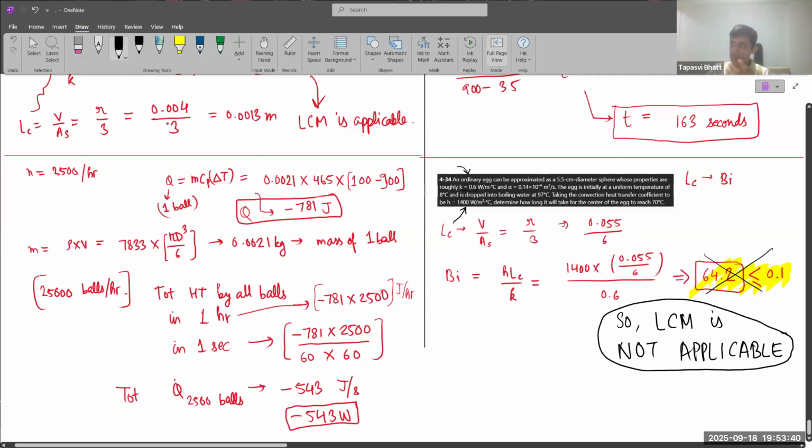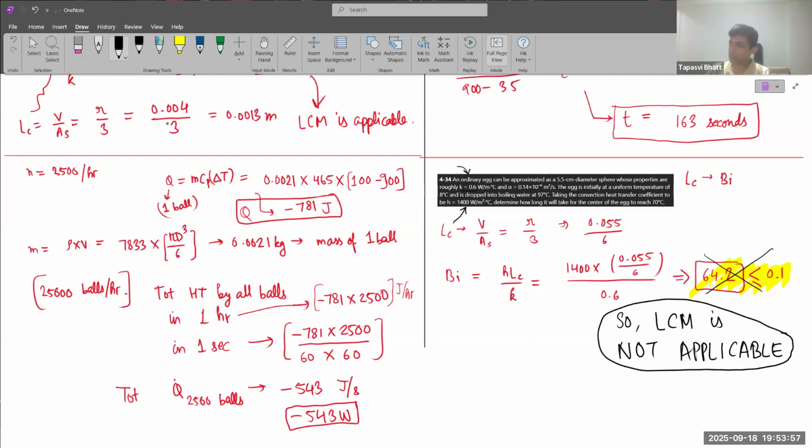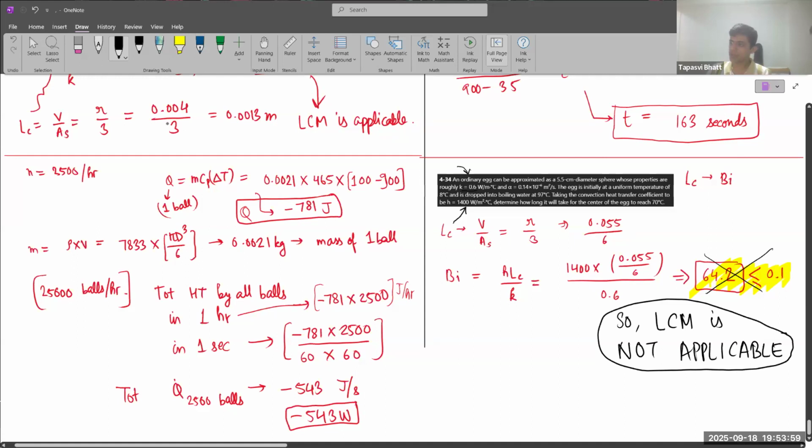is very doubtful, because in the lump capacity model, what happens is the heat transfer coefficient is very low and the thermal conductivity is very high. You can remember from the example of copper balls. Copper balls usually have the lump capacity model applicable on them because they have very high thermal conductivity. Now, when LCM is not applicable, how do you get to the final answer to this problem?